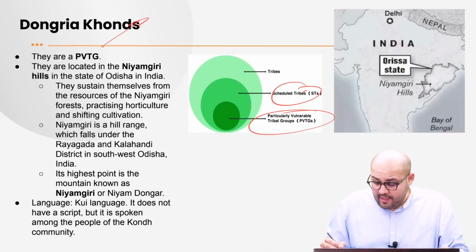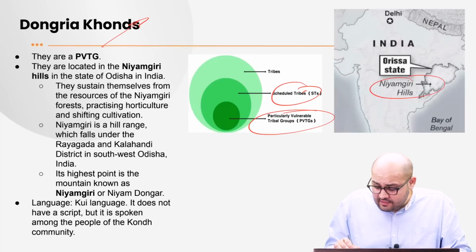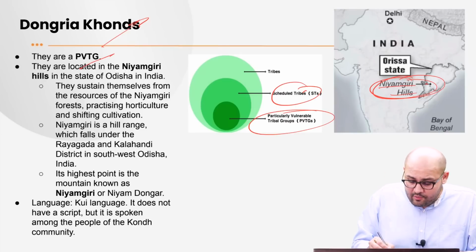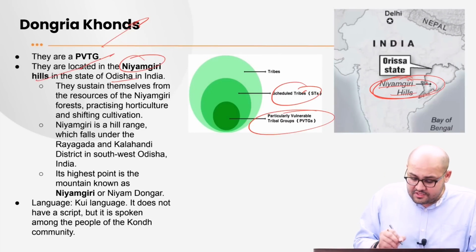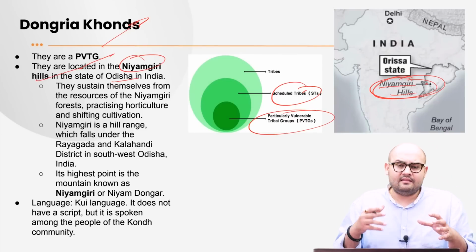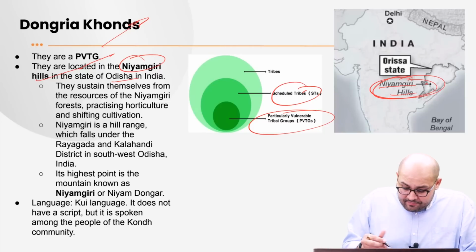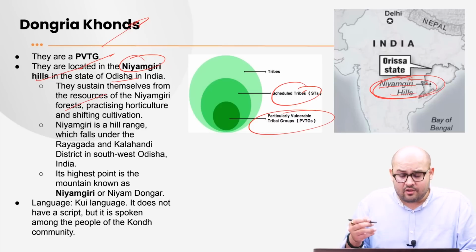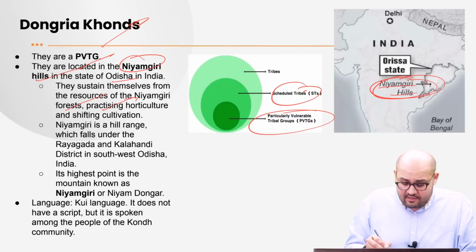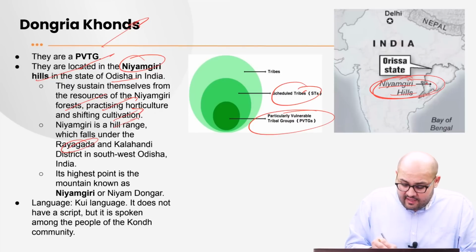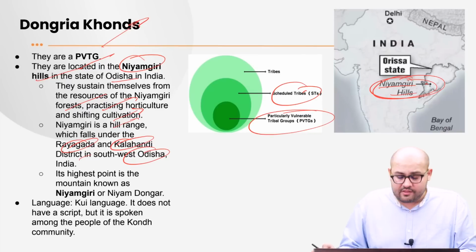Now, if you just look at the map, what you can see is that they are present in the Odisha state and in the Niyamgiri Hills, right? So do remember this. They are located in the Niyamgiri Hills in the state of Odisha, and their livelihoods are based on very primitive practices, right? That is, they are dependent on the forest, and they practice horticulture and shifting cultivation. Now, the Niyamgiri Hill range falls under the Rayagada and Kalahandi districts in the southwest of Odisha.